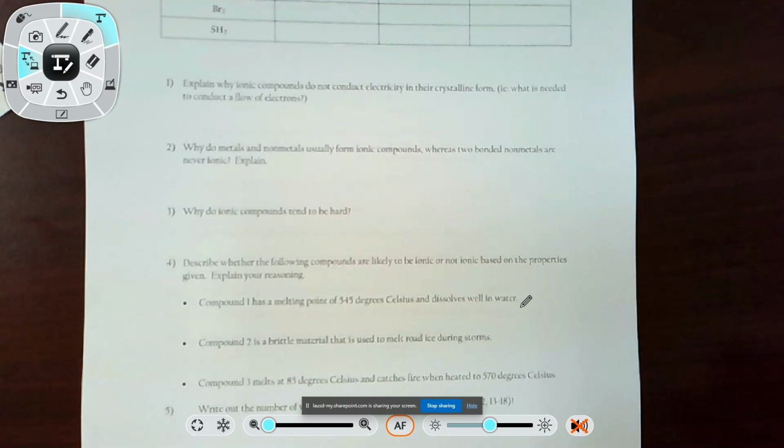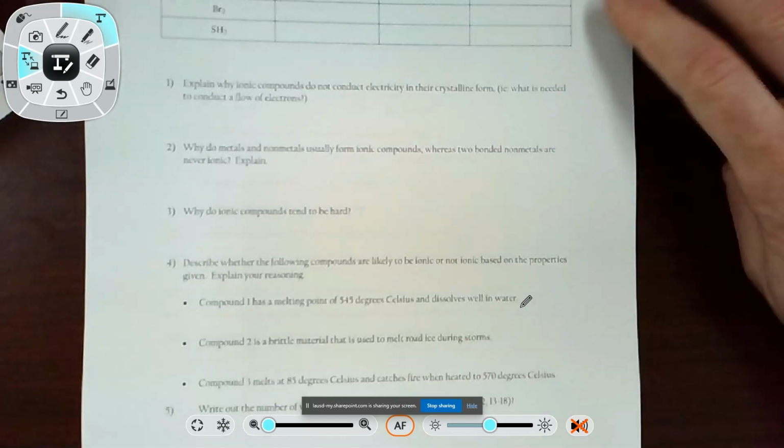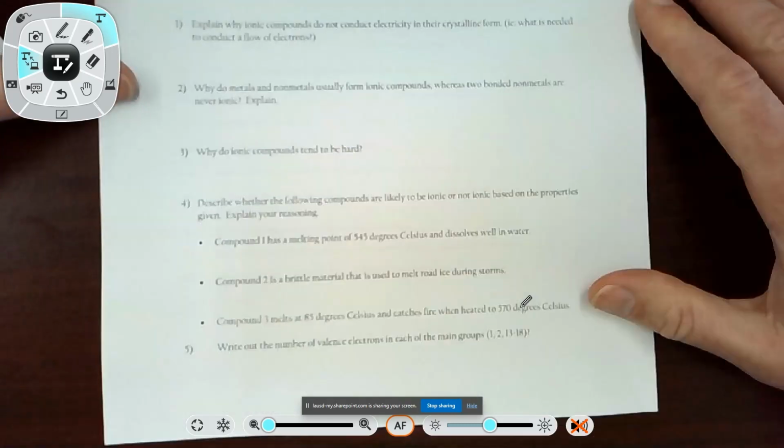If it was covalent, you could say it's sugar. It would also dissolve in water, but sugar has a very low melting point. You can put it into a pan or whatever, and it melts far less than 100 degrees Celsius. So it's far lower. Compound two is brittle. Brittle, that's our keyword. Remember, that's one of our vocab terms. So brittle means it is ionic.